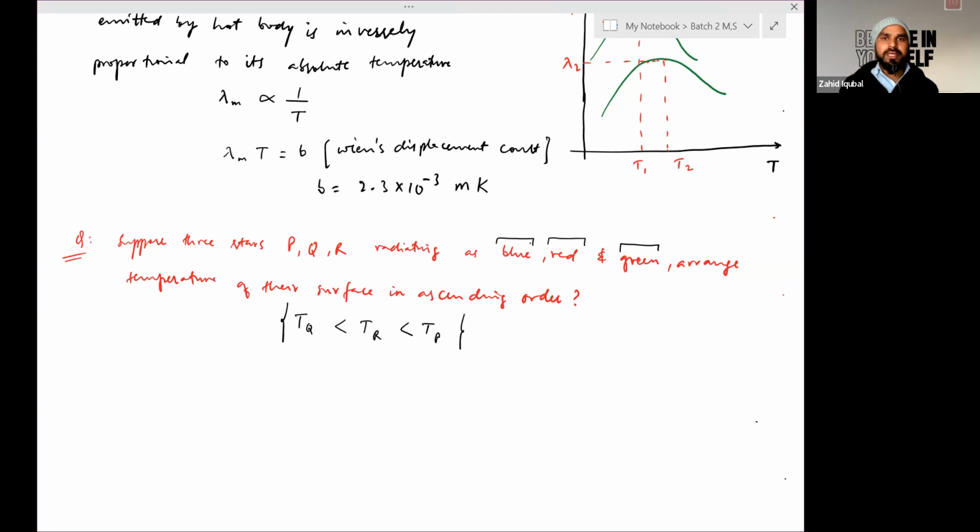So let's stop here for today. This is our entire chapter, thermal properties of matter, which we have finished. So just revise this whole chapter and try to do problems related to this part. In the next class, we'll start with thermodynamics. Okay.